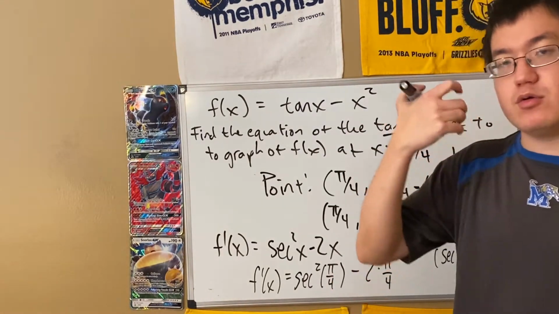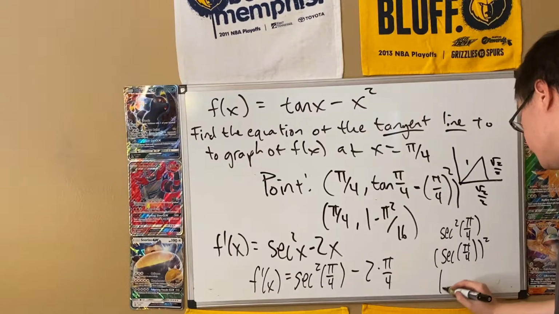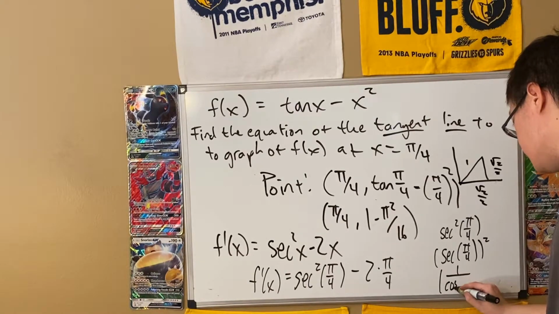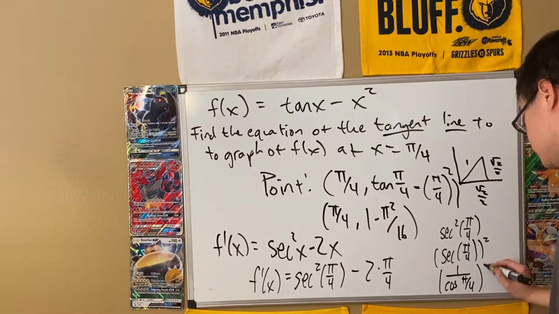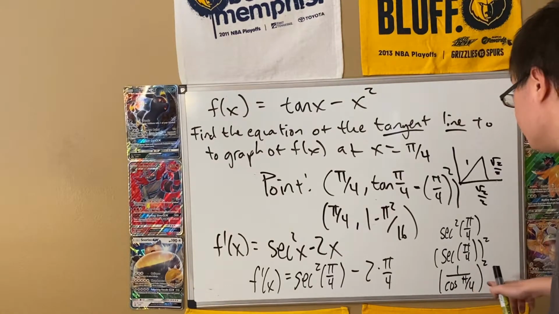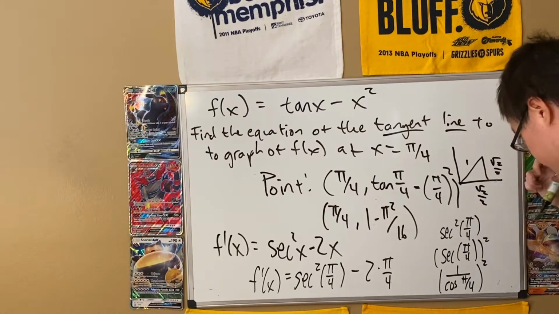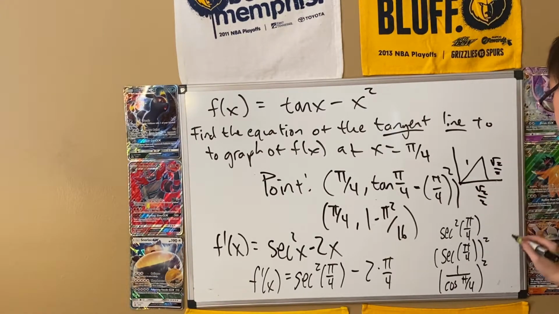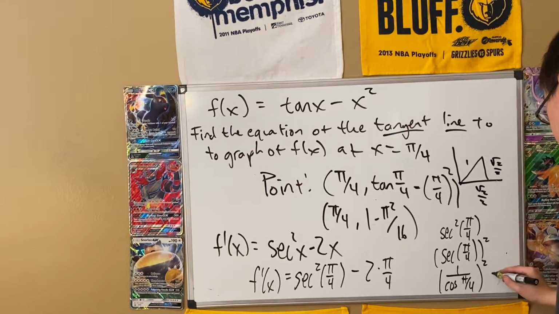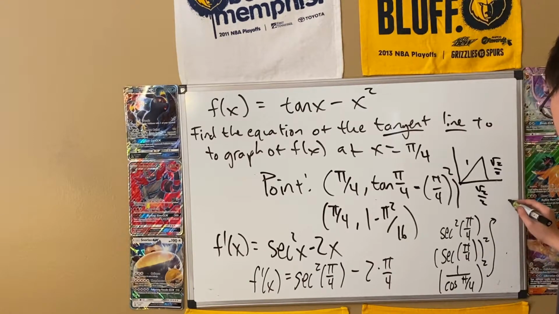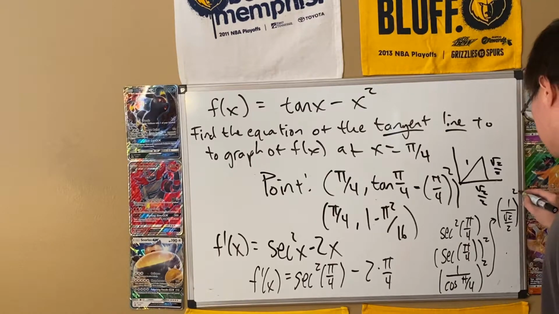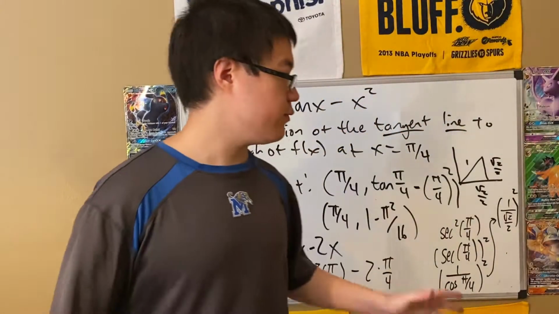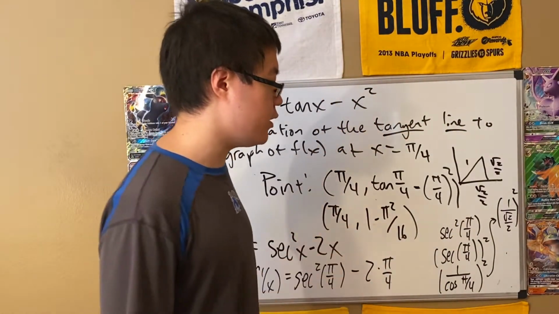What is secant related to? Well, it's 1 over cosine. So I can write this as 1 over cosine pi over 4 squared. What's cosine of pi over 4? Well, it's this triangle right here. It's going to be the adjacent, the x-coordinate, which is root 2 over 2. So I'm going to run out of space, so I'm going to go back to the top here. 1 over root 2 over 2 squared. How do you deal with fractions? With squaring, again, you just square the numerator and the denominator.